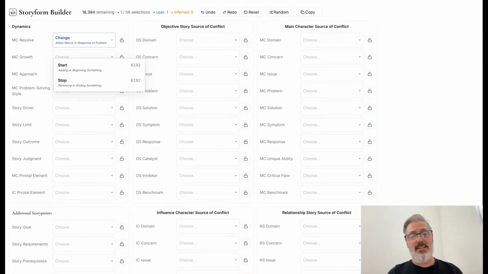But when I saw this, what I loved is there were no caveats. And it was a 50-50 thing. There's some stories that are moving into adding or beginning something new. And there are other stories that are about removing or ending it. You have both. And in all of these choices, there's balance with everything.